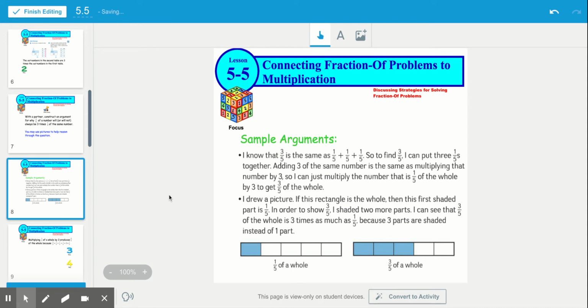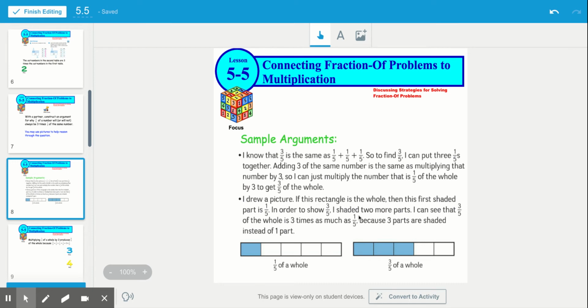So here are some sample arguments that maybe yours connects to. First one, I know that 3/5 is the same as 1/5 plus 1/5 plus 1/5. So to find 3/5, I can add 3 of the 1/5 together. Adding 3 of the same number is the same as multiplying that number by 3. So I can just multiply the number that is 1/5 of the whole by 3 to get 3/5 of the whole. Or maybe you drew a picture.